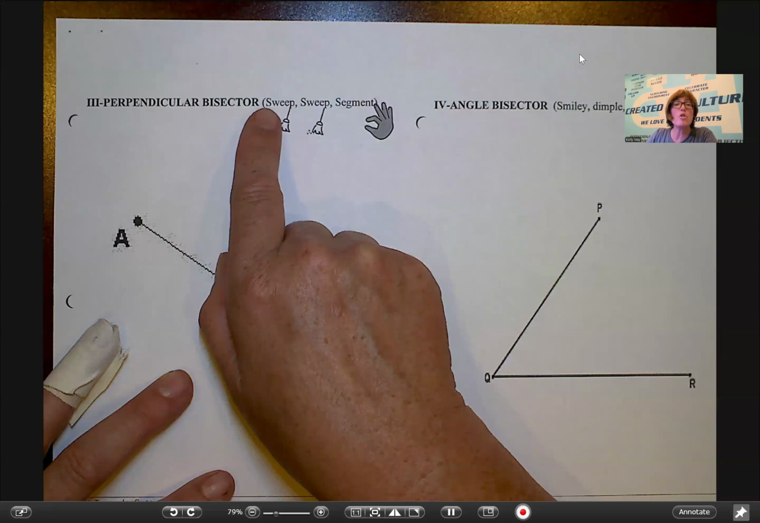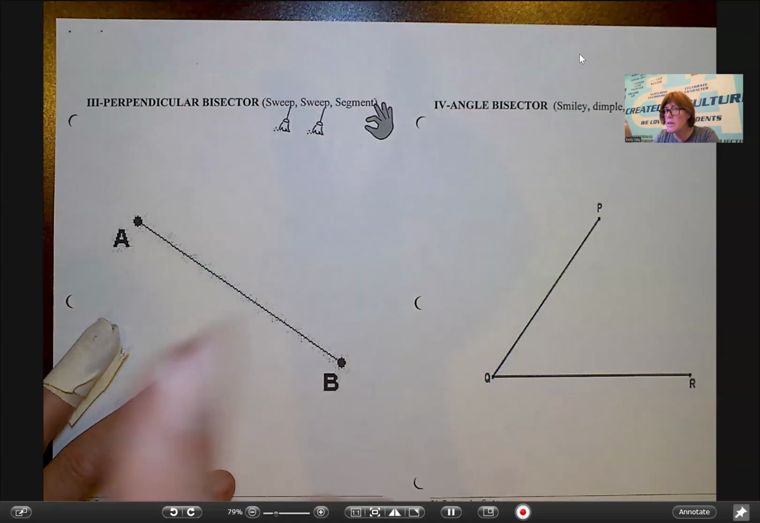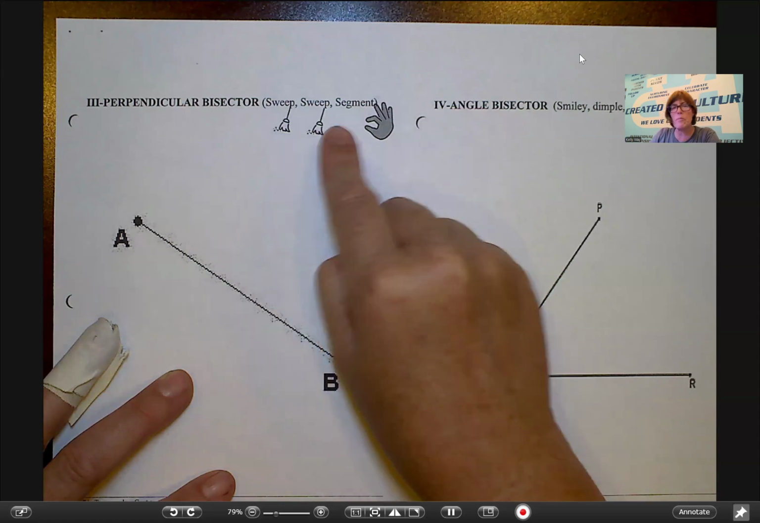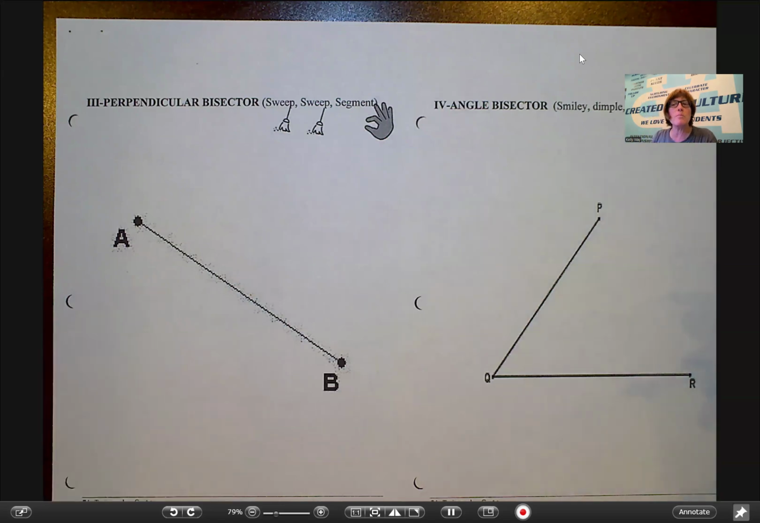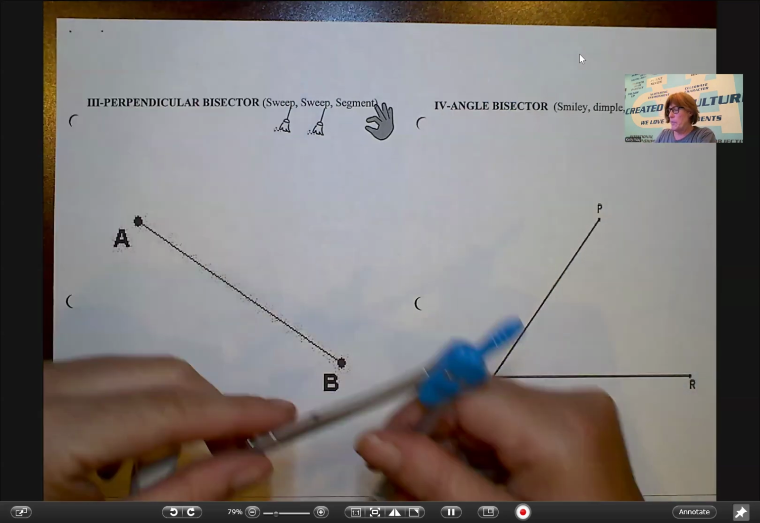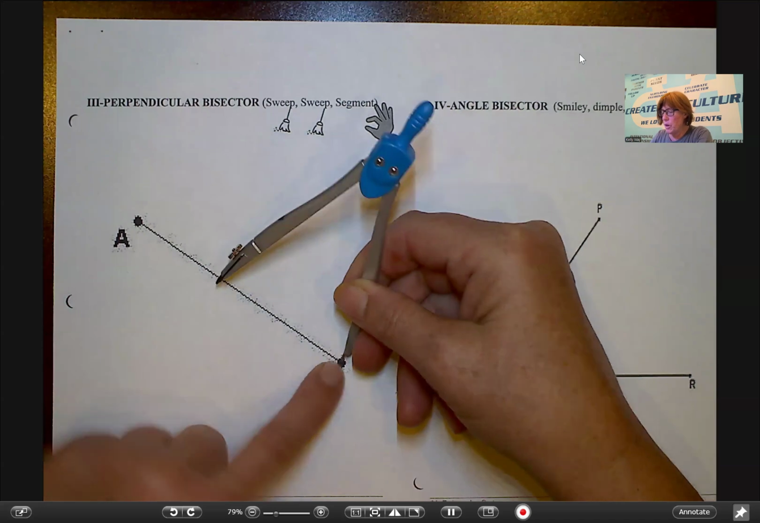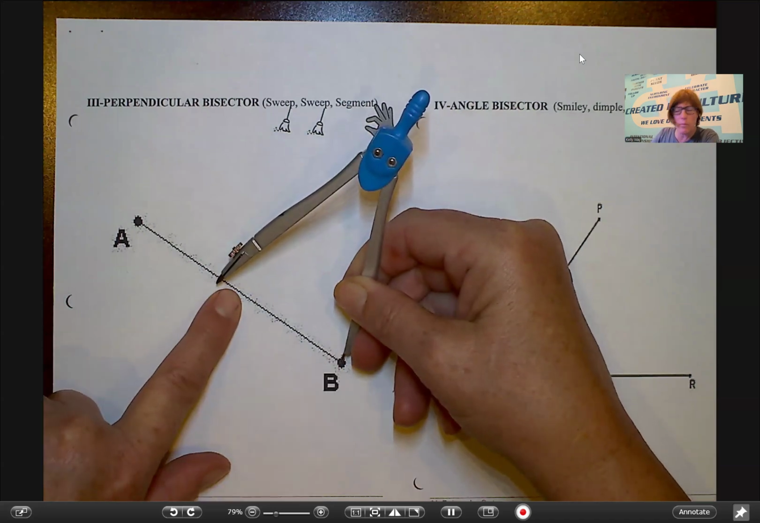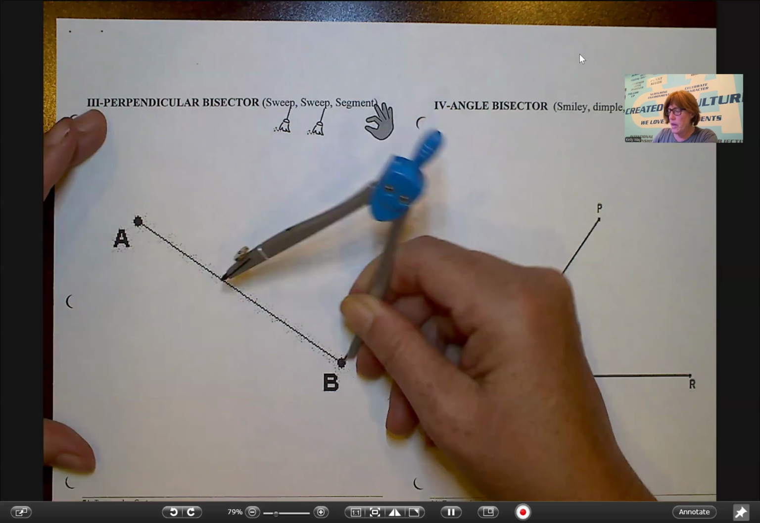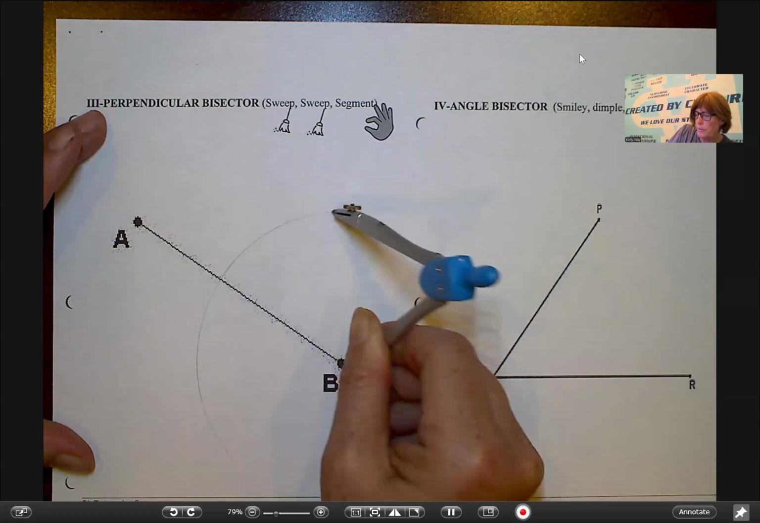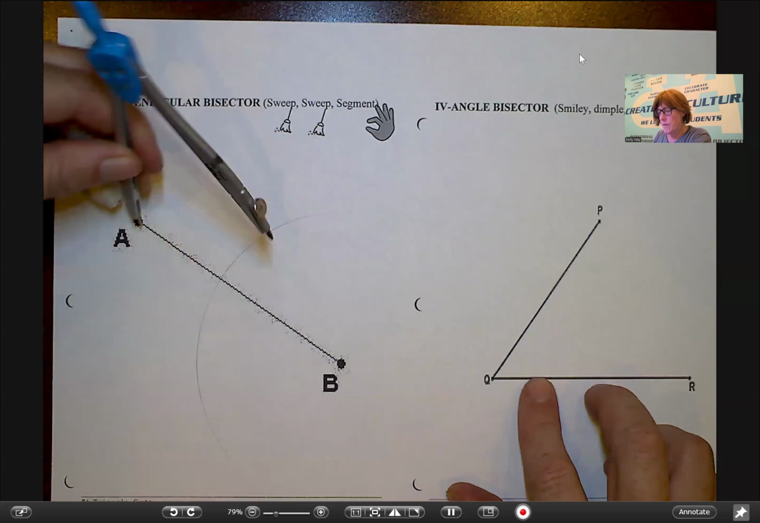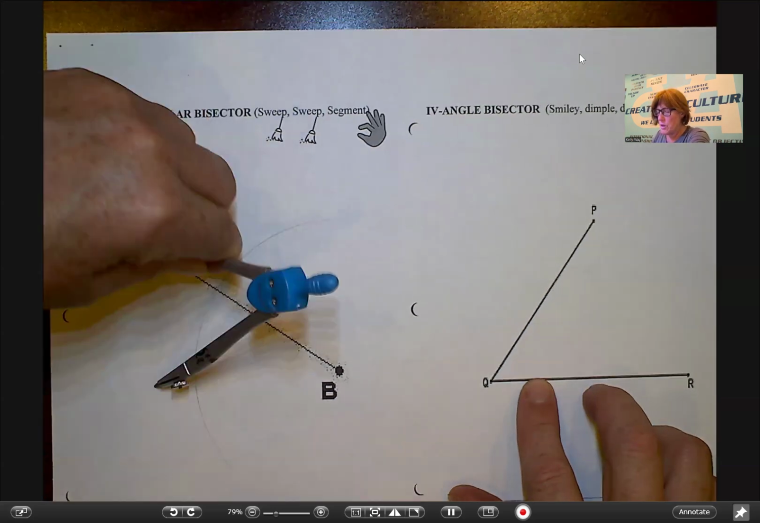Our third basic stroke construction is a perpendicular bisector. You do sweep, sweep, make a segment. It's actually the same as the midpoint, except instead of drawing a point, you're going to make a segment. You put your compass on the end point, open up just past what looks like the middle, and do a sweeping arc on both sides. So sweep, plant, tilt, sweep.